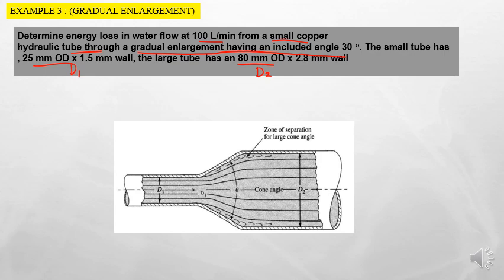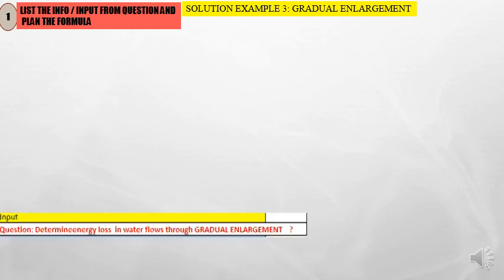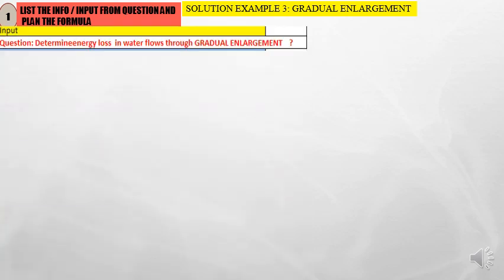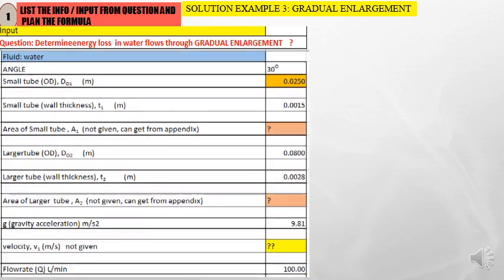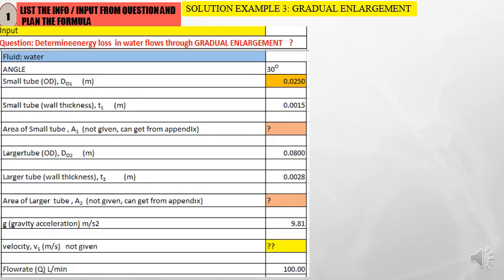So how can we solve the problem? This is the solution for example 3, which involves gradual enlargement. First thing first, you should list down all the info provided from the question, and sketch your formula plan to solve the problem. The question asks you to determine the energy loss for water that flows through a gradual enlargement, so it clearly asks us to get the HL.